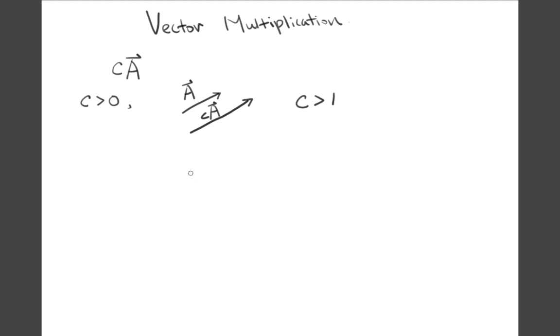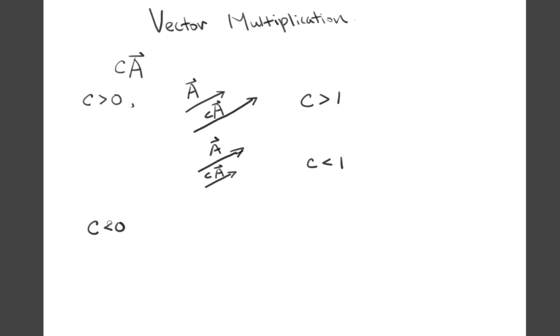And if C is less than 1, now let's see what the result is. So that's vector A, and C times A is pointing in the same direction, but the arrow's length becomes shorter. So that's when C is less than 1.